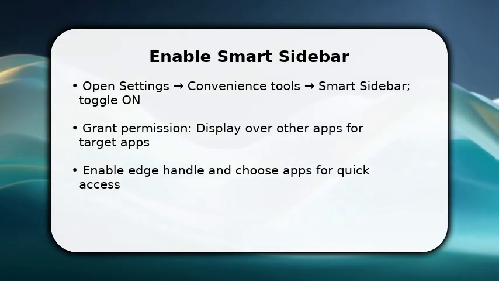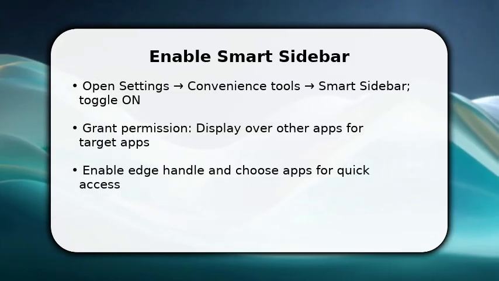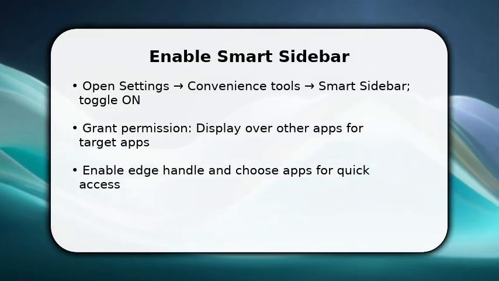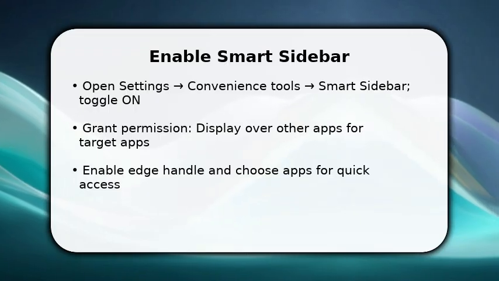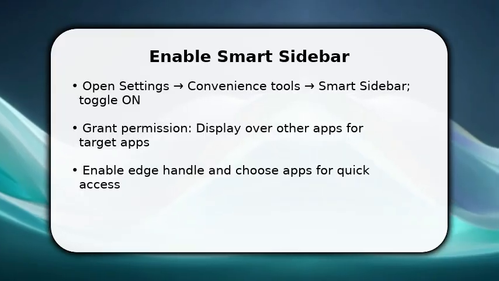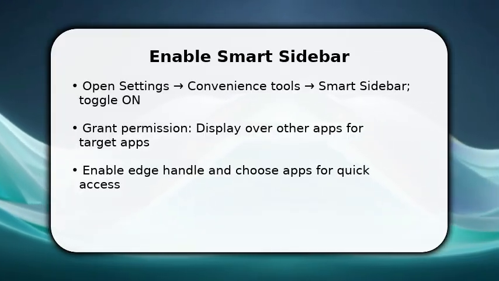Once done, make sure the apps you plan to use have Display over Other Apps permission so the system allows floating layers. You should also customize the sidebar list so your most used apps are one tap away. This reduces steps and makes floating windows practical rather than fiddly.